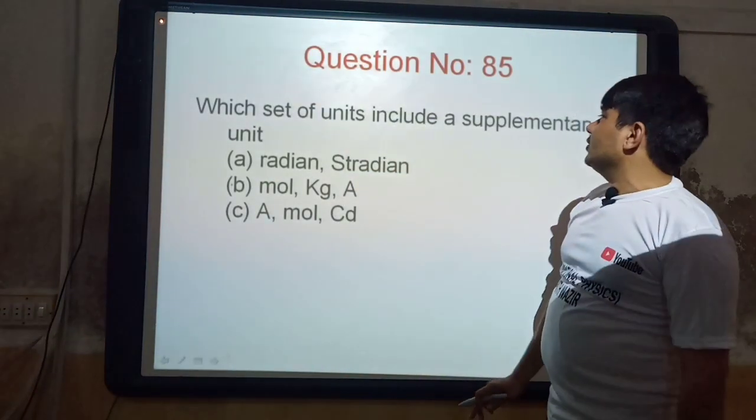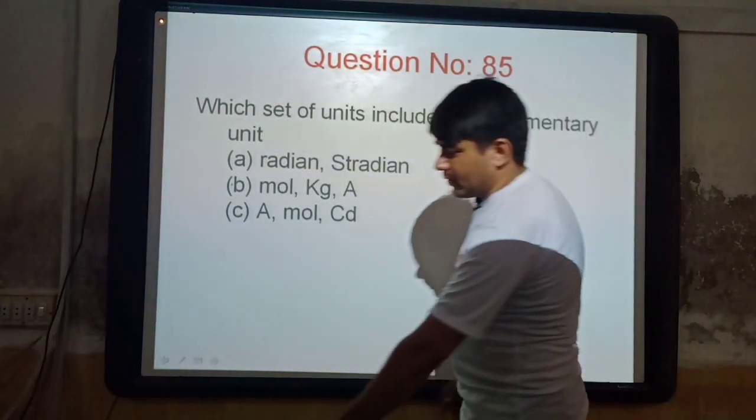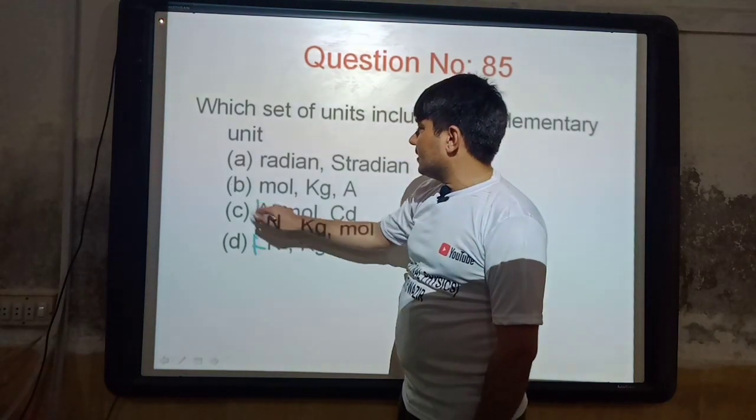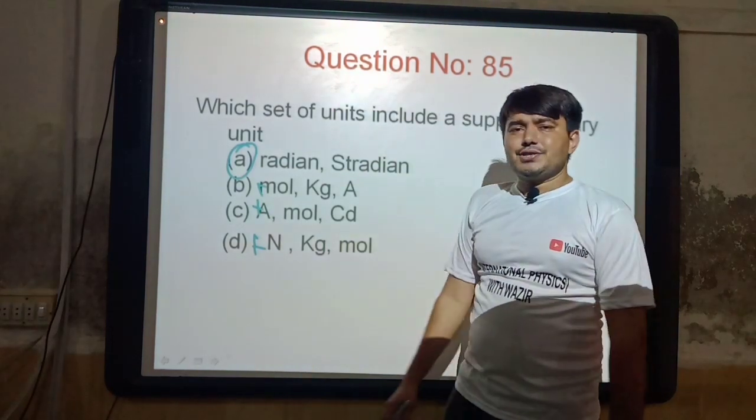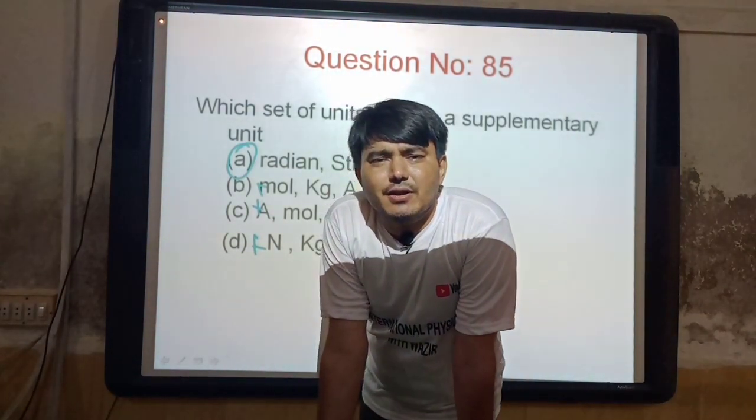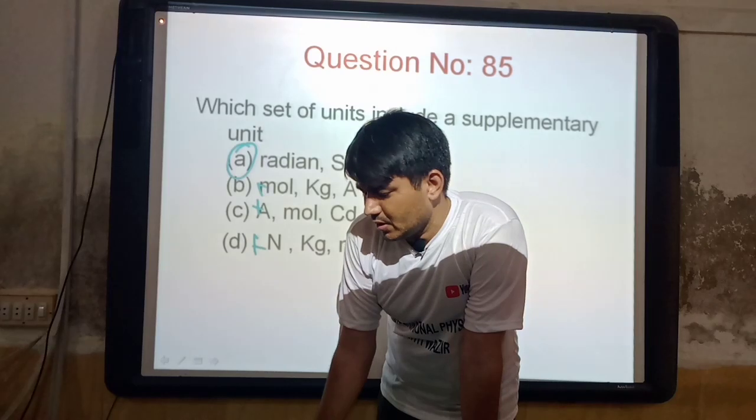Which set of units includes supplementary quantities? This is not, this is not, this is not. Correct option is A. Radian and steradian are the set of supplementary quantities.